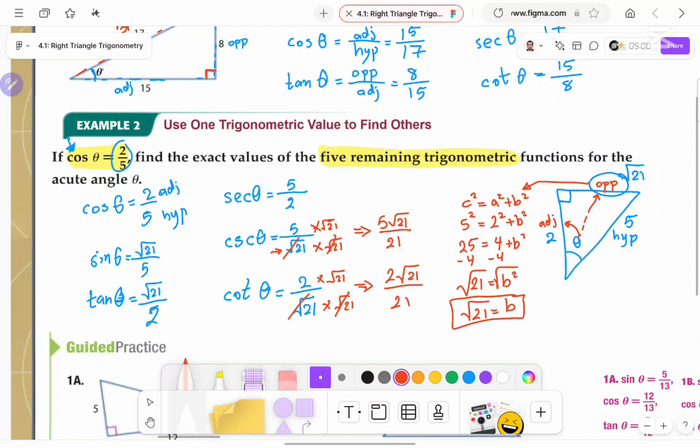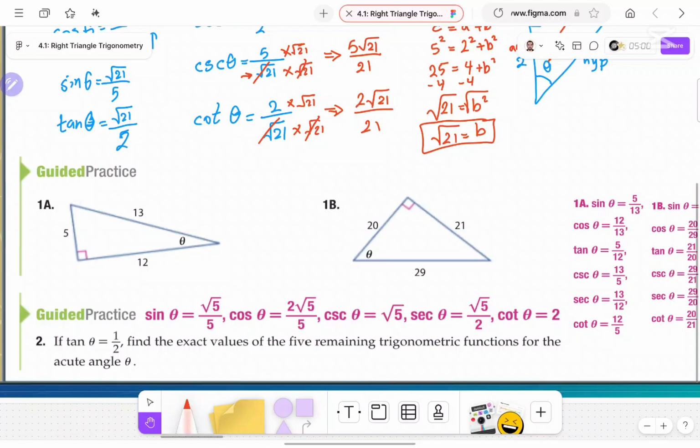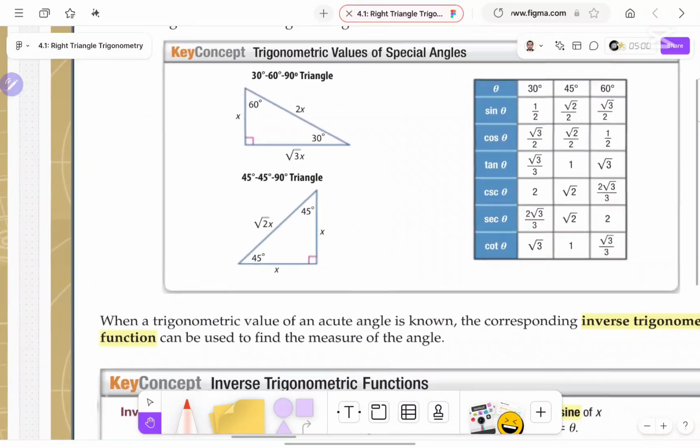So I hope you understand this. Now it's your turn to solve these 3 questions, and the answer is in front of you. If you need any help, please let me know.